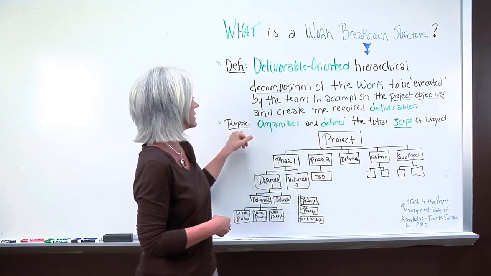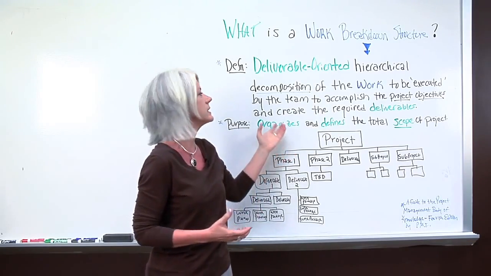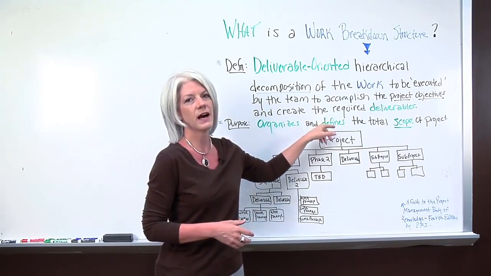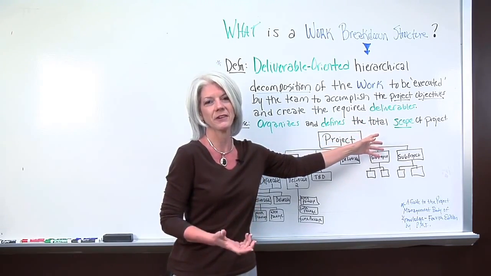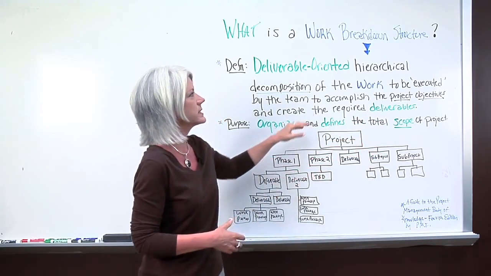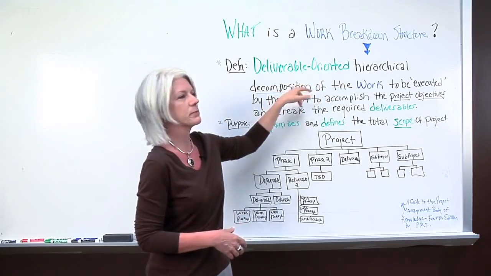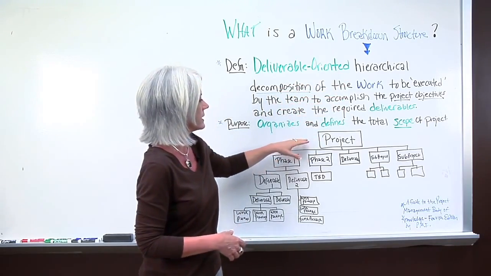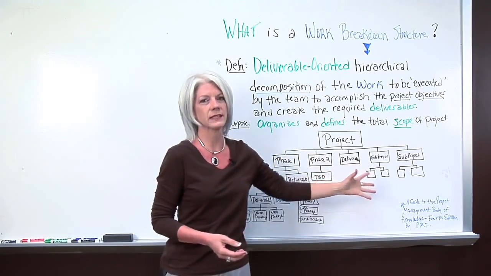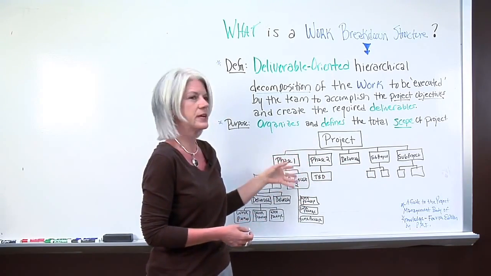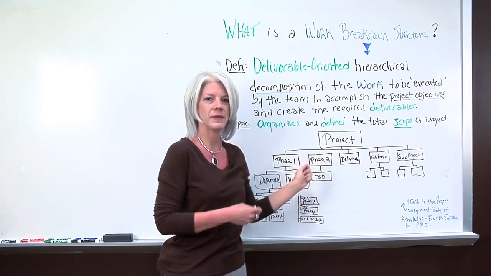So let's take a look at the purpose. The purpose again is to organize and define the total scope. The scope is comprised of the deliverables. So this hierarchical decomposition of the work looks like this. Here's a graphical picture. Generically, you can take this hierarchical structure and begin breaking it down for your own.